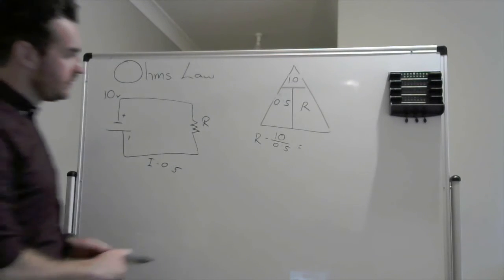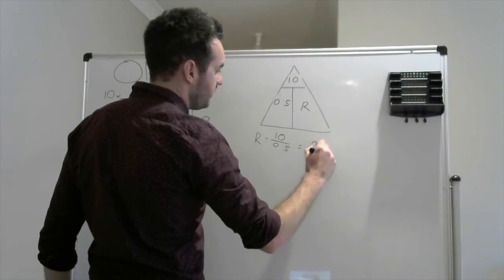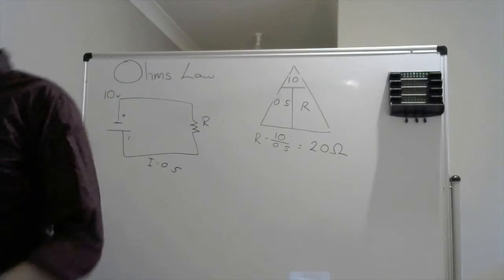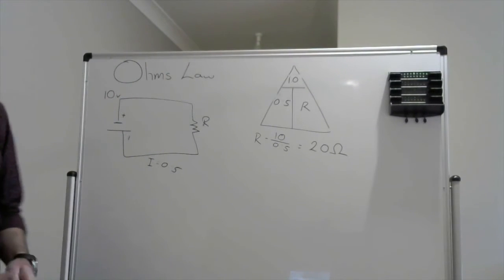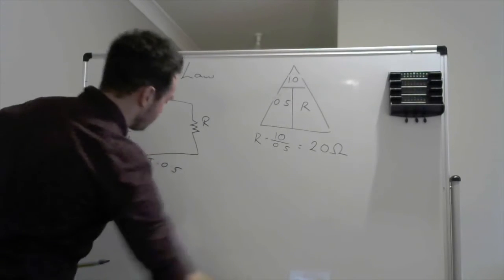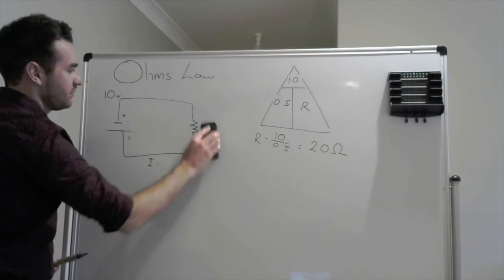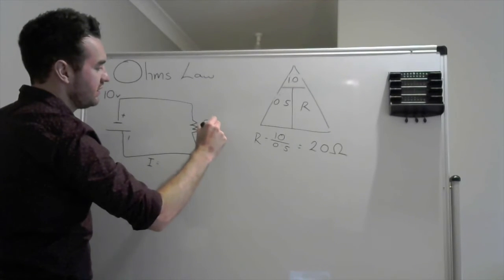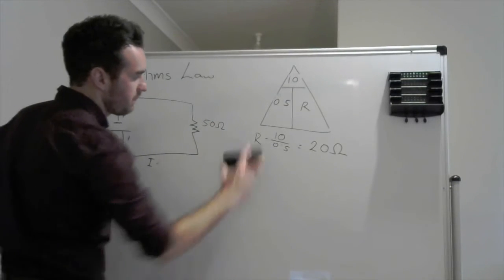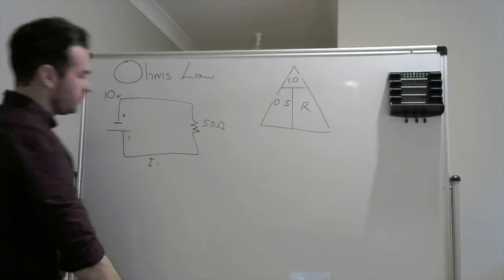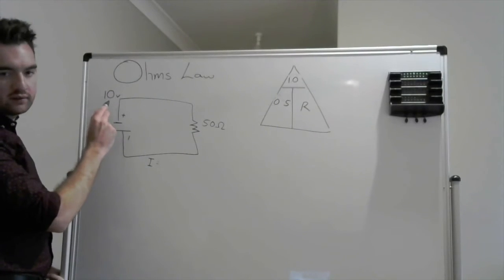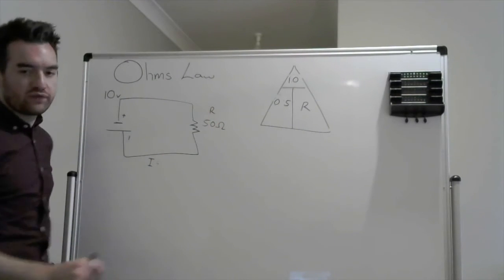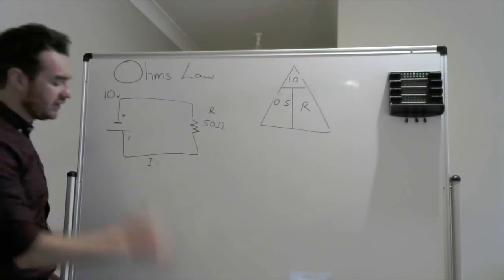Okay. 10 divided by 0.5 should give you 20 ohms. Okay, so far so good, hopefully. Now what we're going to do, imagine you know that your resistor, let's go for the first example that we looked at. We know that our resistor is 50 ohms. Okay, so we know what V is. That hasn't changed, that's 10 volts. Now we know what R is. R equals 50. So how are we going to calculate I?